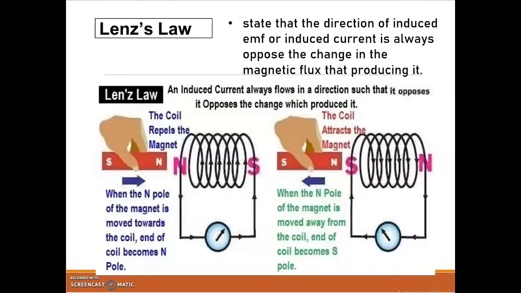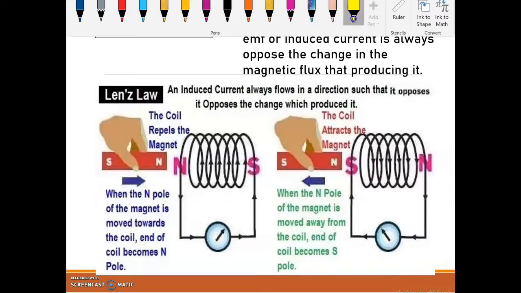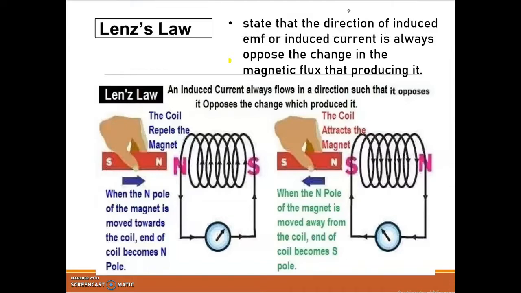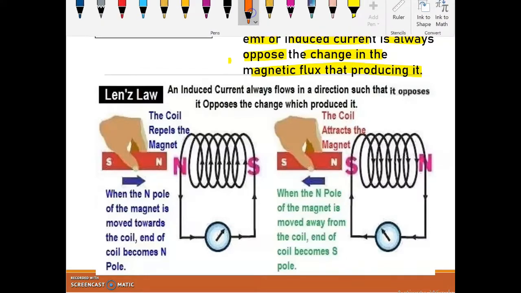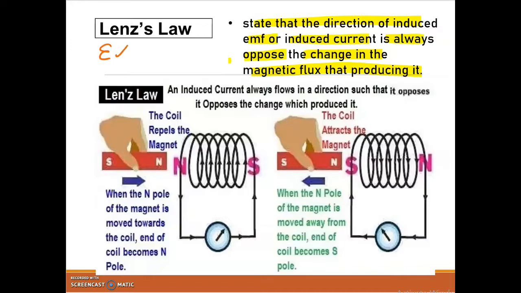Okay, then let's move to Lenz's law. Lenz's law states that the direction of induced EMF or induced current is always opposite to the change in the magnetic flux that produces it. That's why in our calculation we have EMF induced is directly proportional to negative dΦ over dt. This negative refers to Lenz's law, to oppose the change in the magnetic flux that produces it.